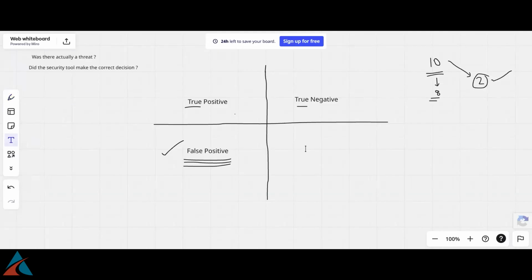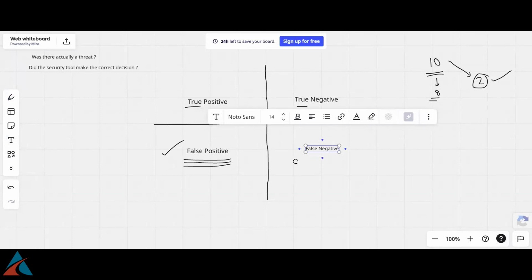And the last category that you have now is false negative.